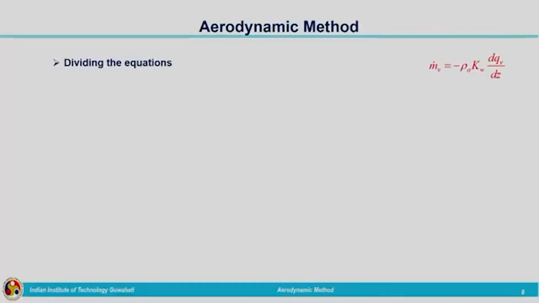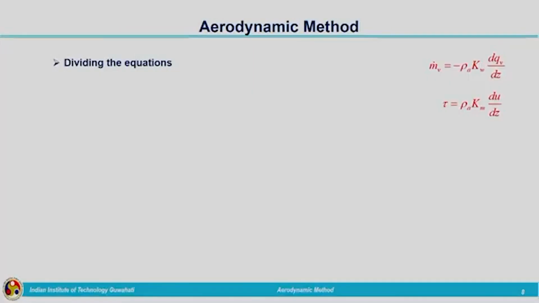Because we are assuming that the variation of the specific humidity or the wind velocity between these two planes Z1 and Z2 is linear, because the gap between these two planes is very small. Now, what are we going to do? We are going to divide the two equations representing the vapor mass transport, the mass flux and the momentum flux, mv dot and tau. Mv dot is the mass flux and tau is the momentum flux.